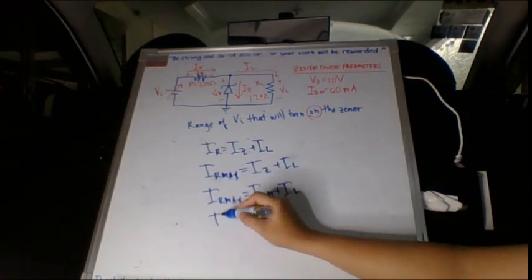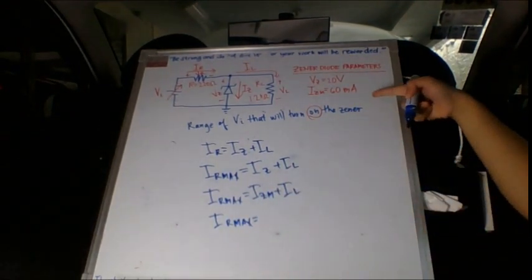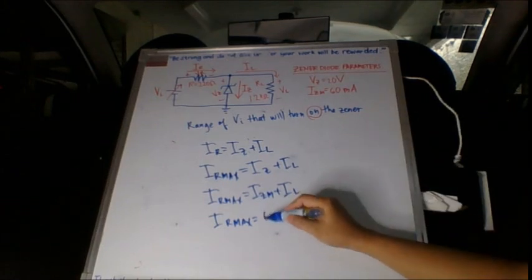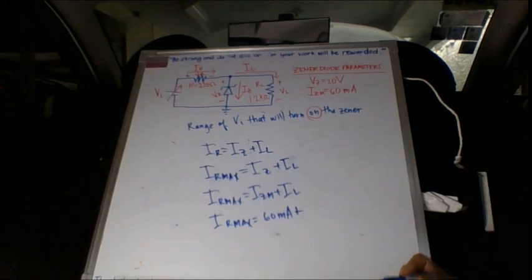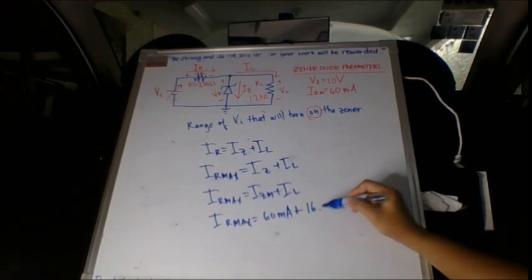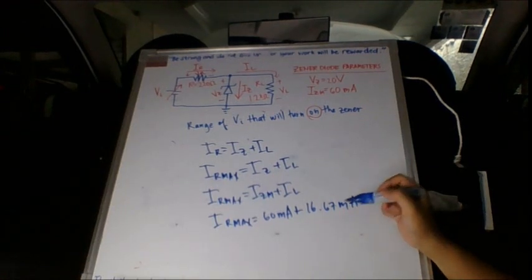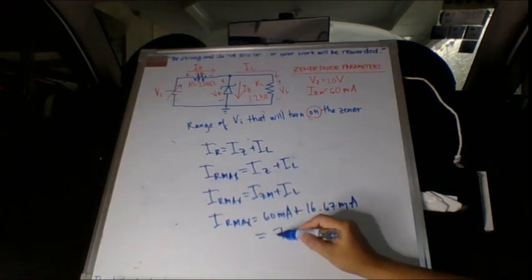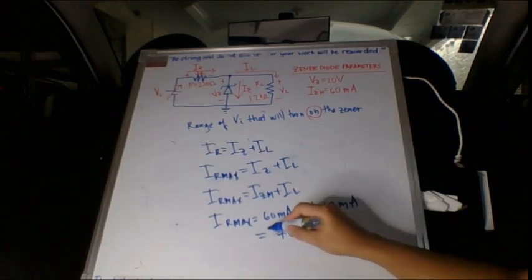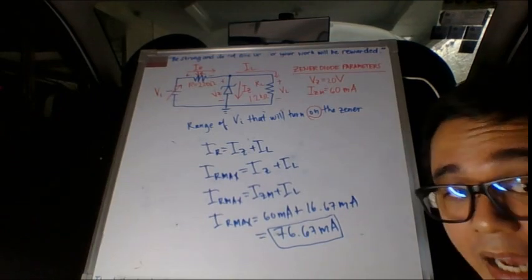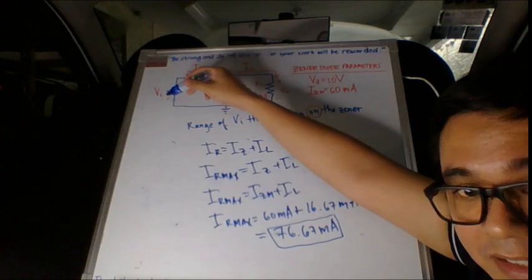Substitute the values. We have IR max equals IZM of 60 milliamperes plus a load current of 16.67 milliamperes. Therefore, the total is equal to 76.67 milliamperes. Yan yung IR max natin. Kapag may IR max, may VI max.